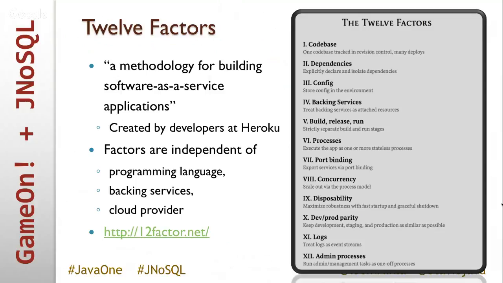Besides using microservices and being an inspiration for microservices, they also did a very good job to consider the 12 factors, which is a methodology for building software-as-a-service applications created by developers at Heroku. The 12 factors are listed here, and there's a link if you want to follow later on: 12factor.net. I'll not read all of them.